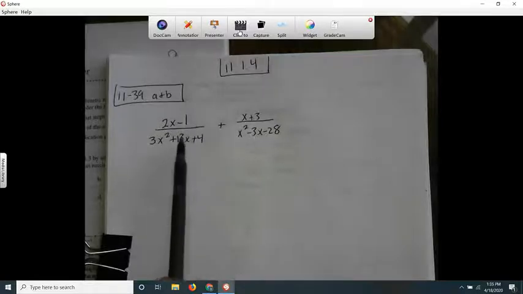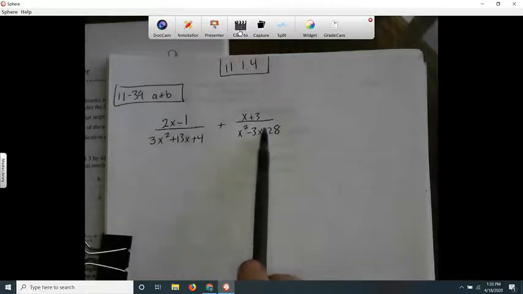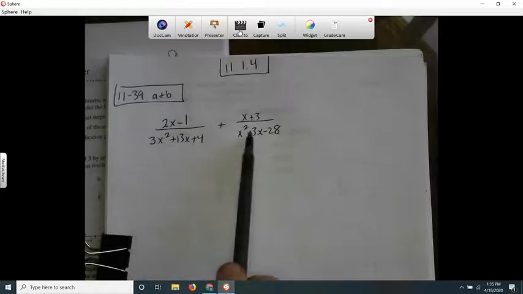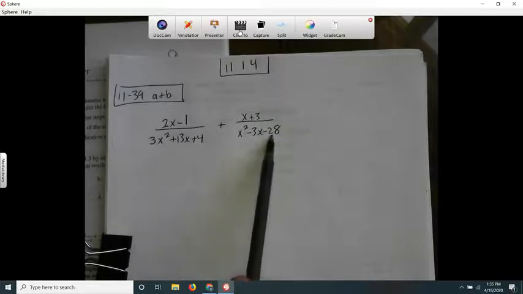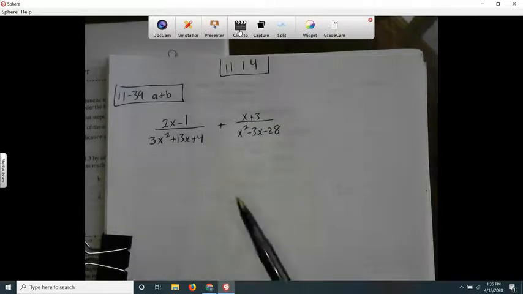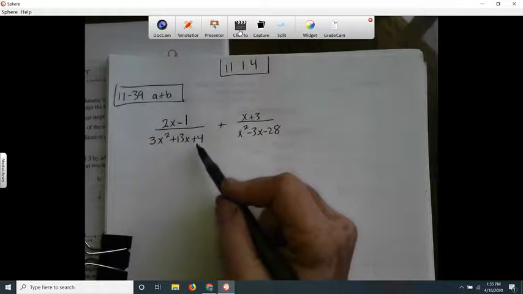Hopefully by now you know that you cannot add these up until you get a common denominator. So the easiest way to get a common denominator here is to factor these first and then see what you get from there. So I'm going to go ahead and factor these.